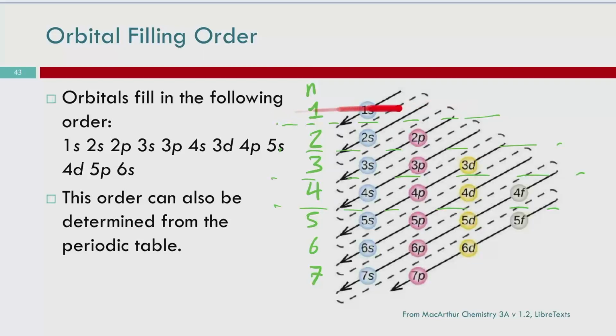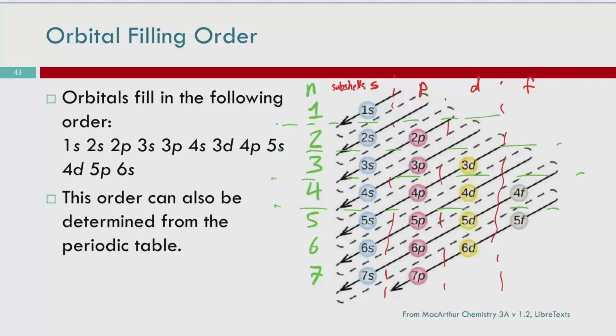So we've got rows for each of our n numbers. So our 1 is up here, our 2, our 3, our 4, etc. And it's sort of like a grid arrangement. And then along the top, we've got our subshells. So we've got our s, our p, our d, and our f. So we've got columns.